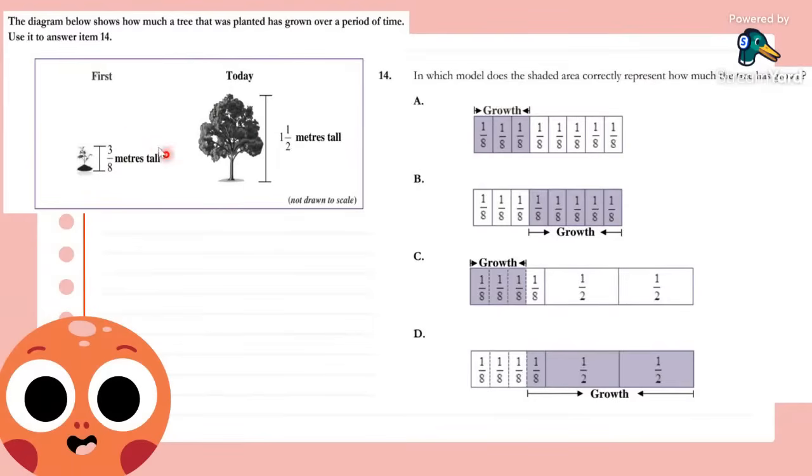So this diagram is showing how much a tree that was planted has grown over a period of time. It is showing us how it was when it was planted. It was 3.8 meters tall, but today it is 1.5 meters tall. The question says, in which model does the shaded area correctly represent how much the tree has grown? We can think about answering some of these questions by using elimination. So you can clearly see some of the answers and know that they are not correct. You can work by elimination.